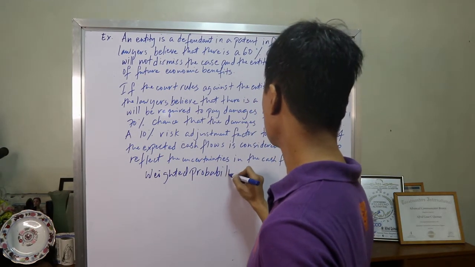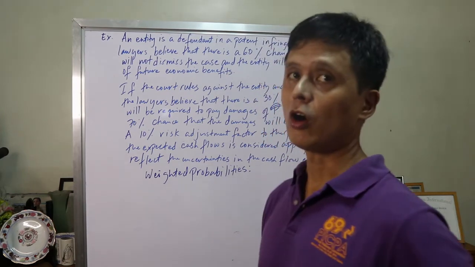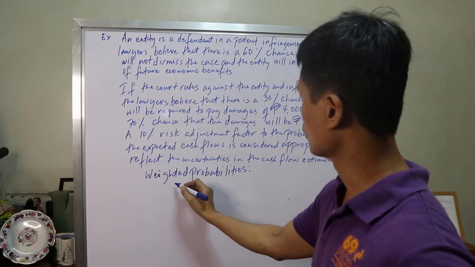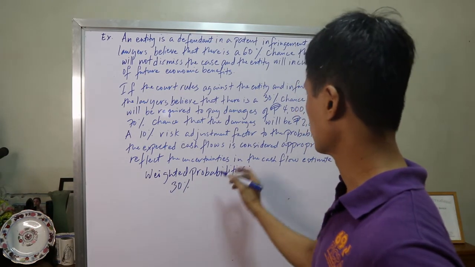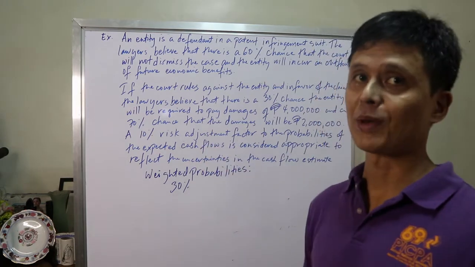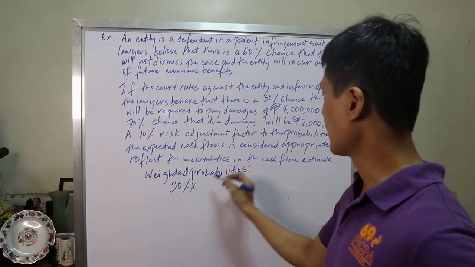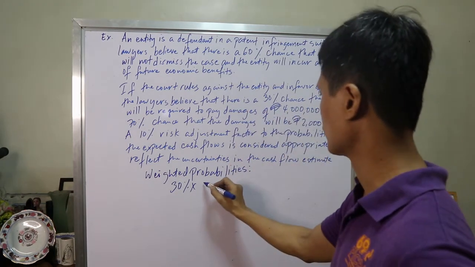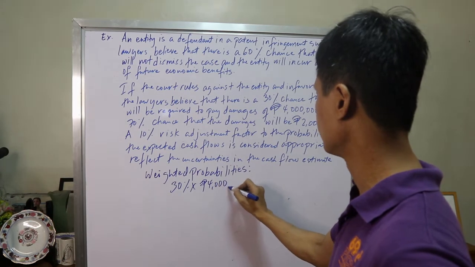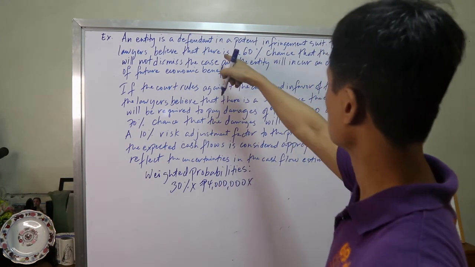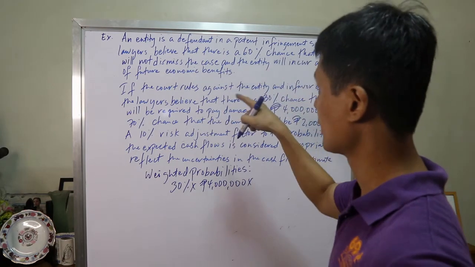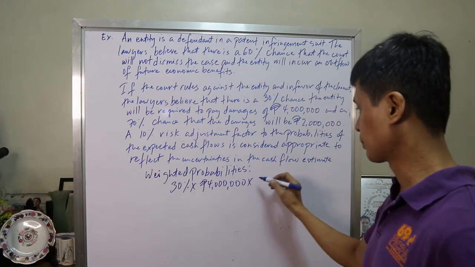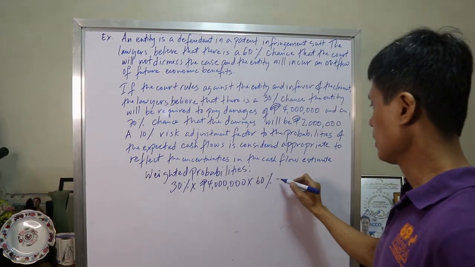Okay, so kukunin natin yung mga percentage of outcome. So dito ang sabi diyan, meron raw 30% yung sa isa. So 30% chance the entity will be required to pay damages. So multiply this by the damages amounting to 4 million. So sabi naman dyan, there is a 60% chance that the court will not dismiss the case. So in other words, it is probable, no? Kasi it's more than 50%. So 60% yan.